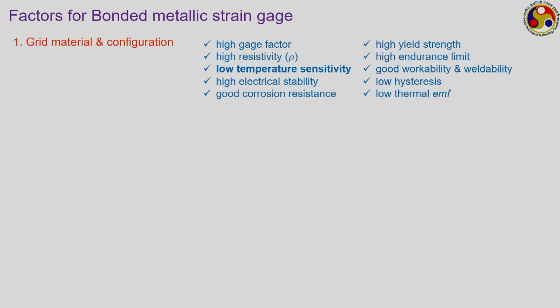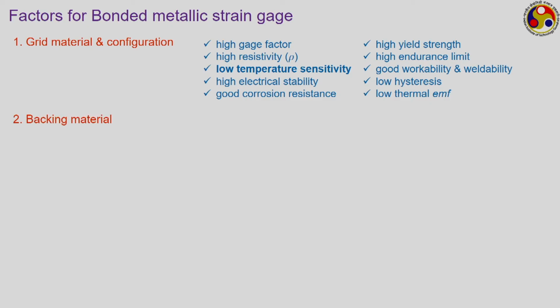And the other way it can change is the change in the resistivity with temperature. So, these are the two ways the temperature sensitivity can affect the output, and that is why we always prefer the temperature sensitivity to be low, or we want the material, grid material, to retain its resistance over a wide range of temperature. The second factor is the backing material.